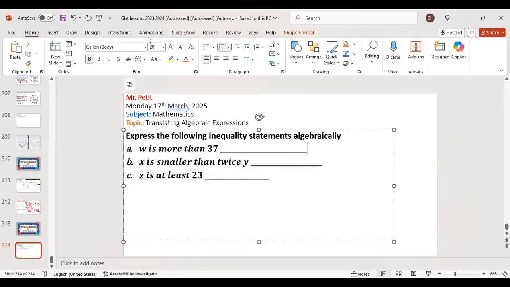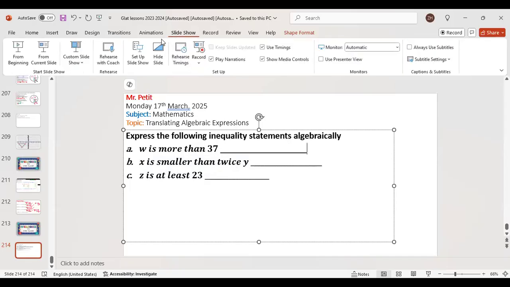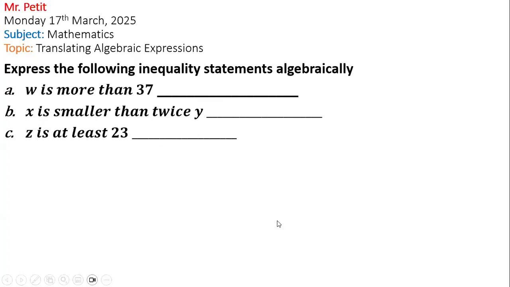So our goal is to translate these algebraic inequalities, right? We want to translate them. Go ahead and write that down for me, please. What is it saying? What does it mean, right? So you want to translate it, okay?